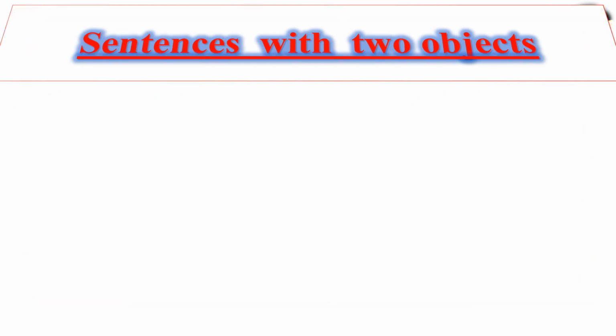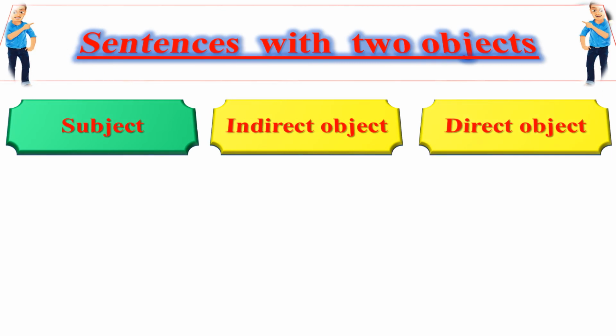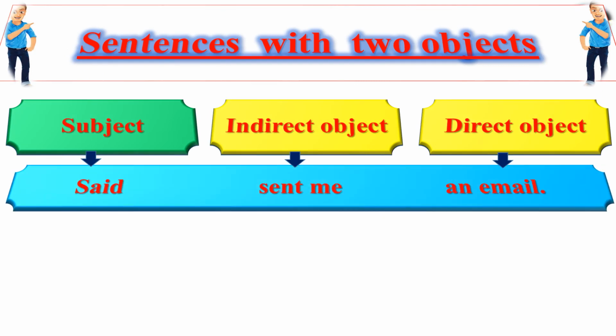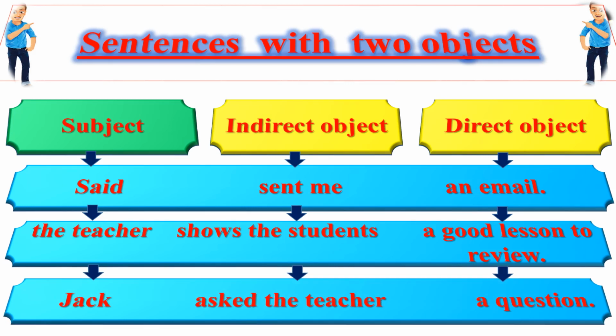And we have here more examples for sentences with two objects. So we have a subject, an indirect object, and a direct object. Said sent me an email. The teacher shows the students a good lesson to review. And third sentence, Jack asked the teacher a question.